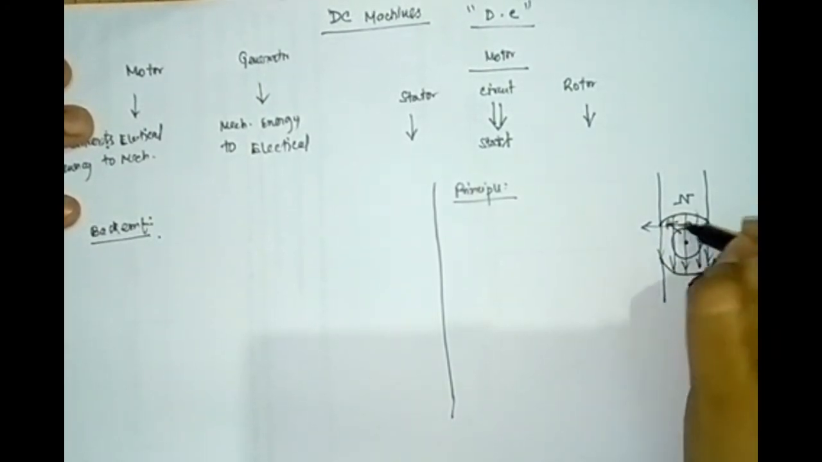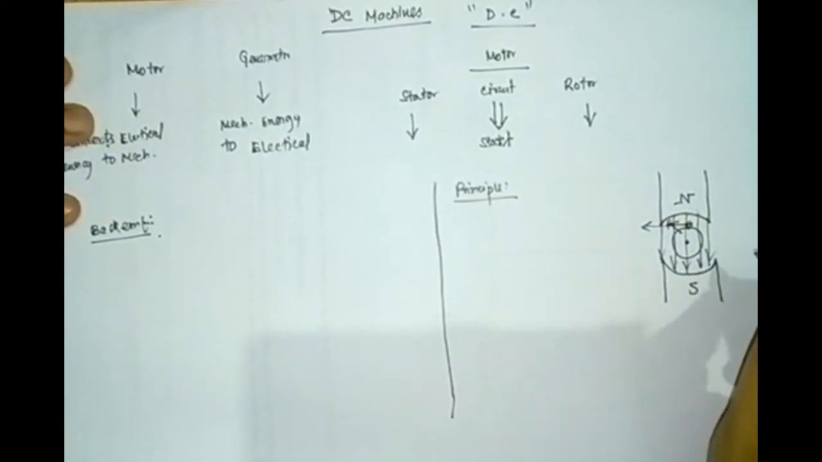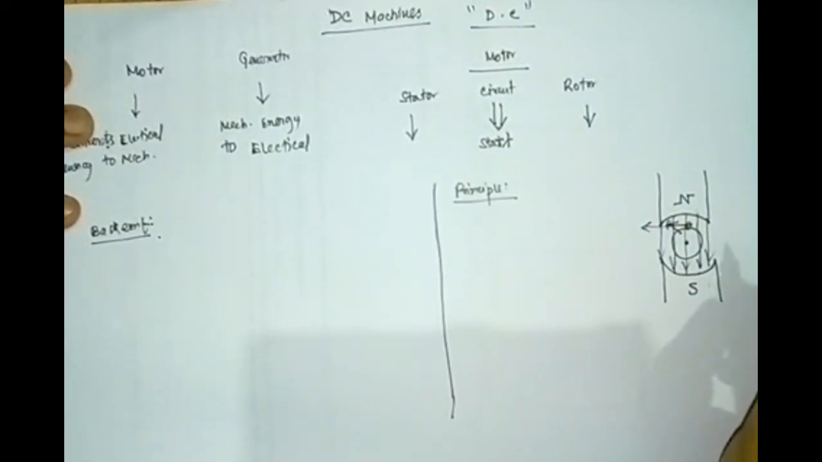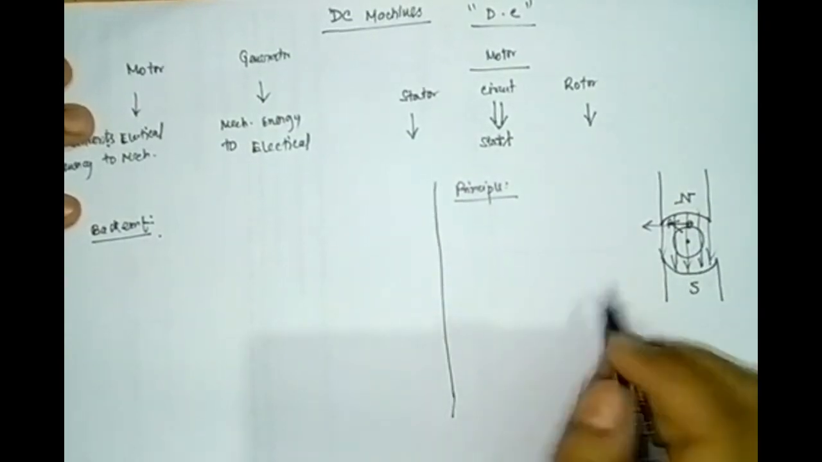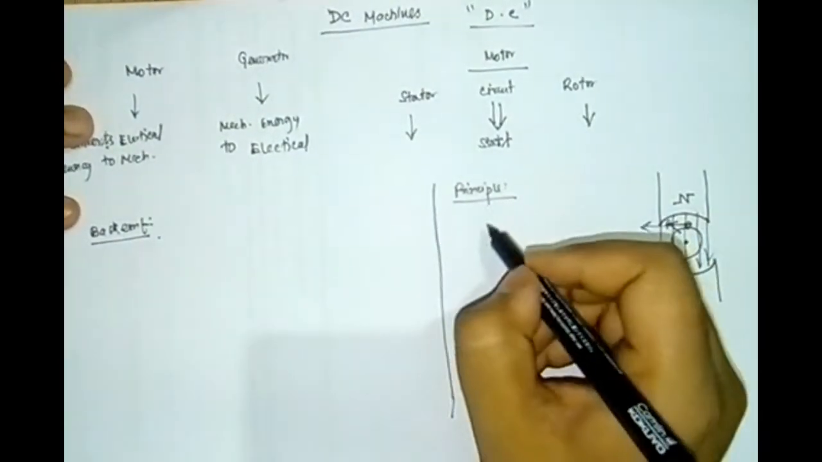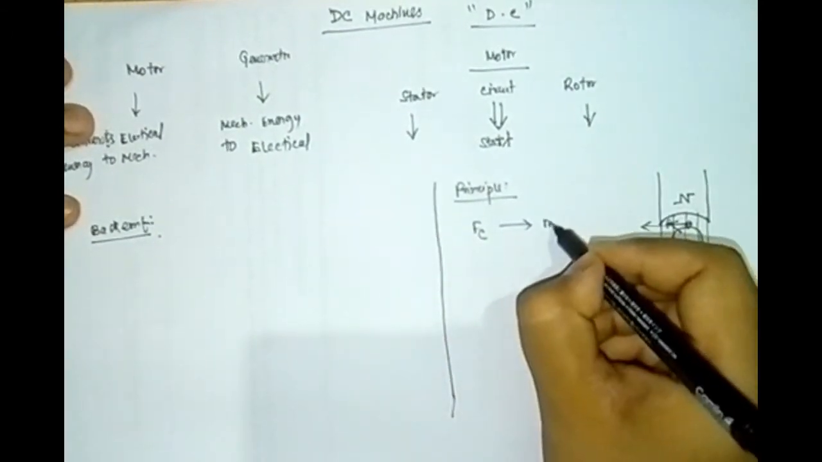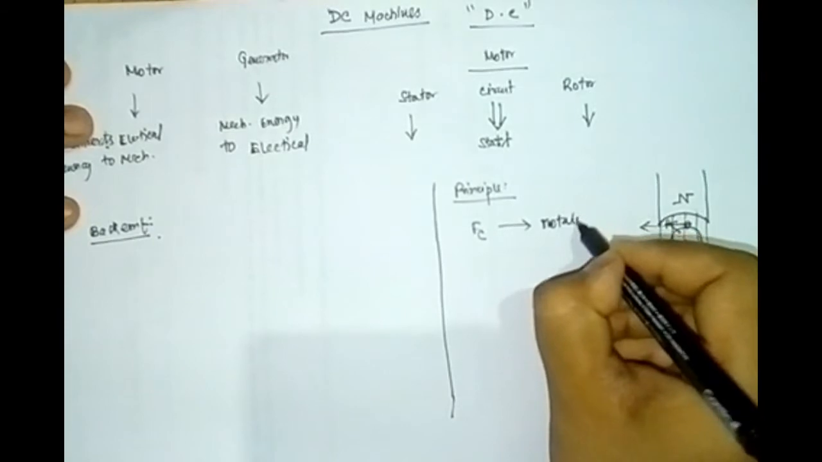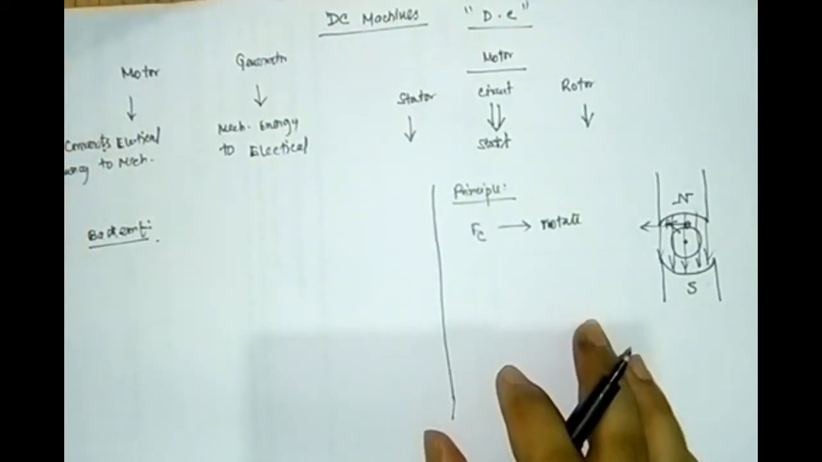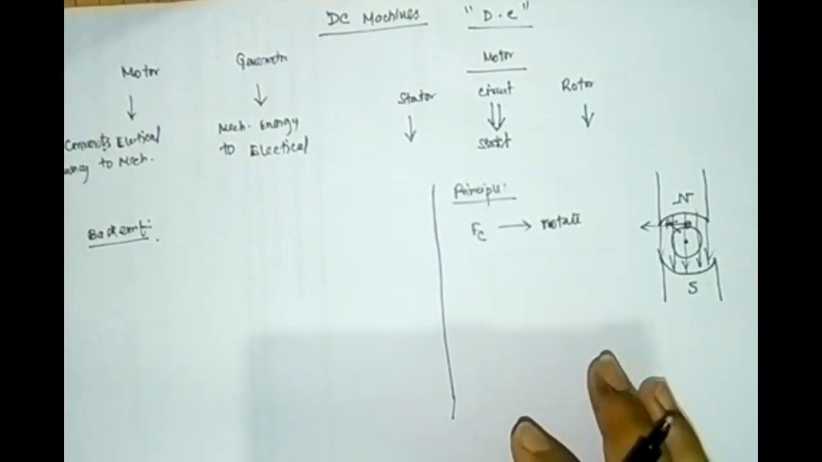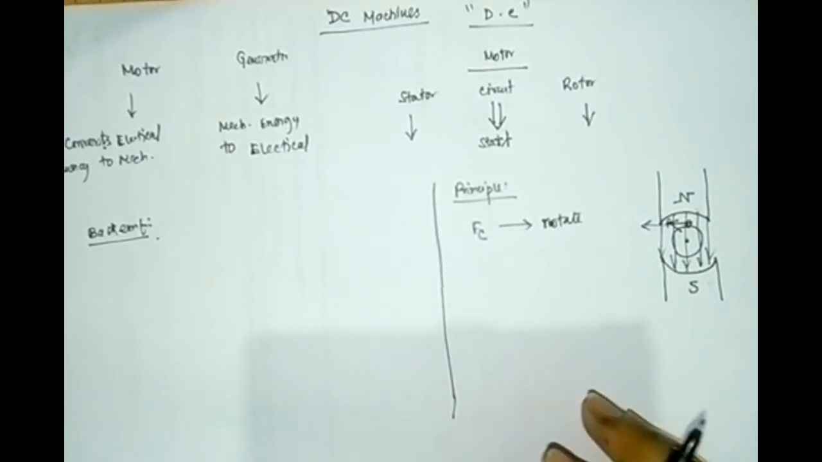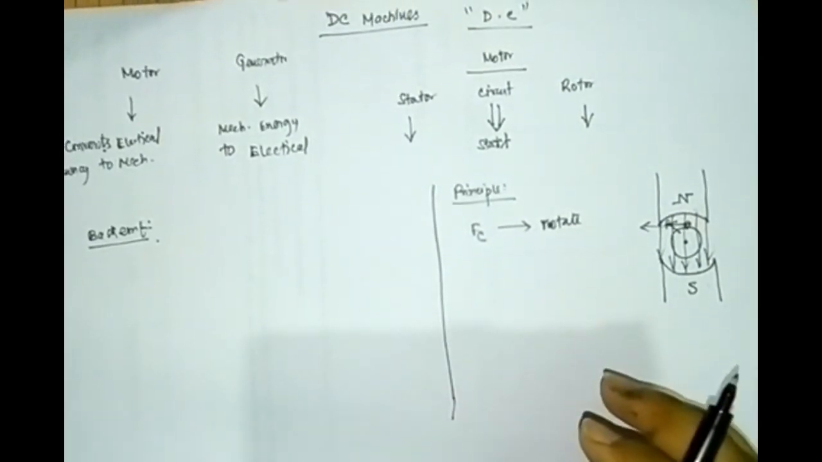So there is a force, and there will be generation of torque. That torque will tend to rotate the rotor. So that is the principle: a tangential force is making the motor rotate. That is the basic principle. Since the rotor is free to move, it starts rotating in the anti-clockwise direction.